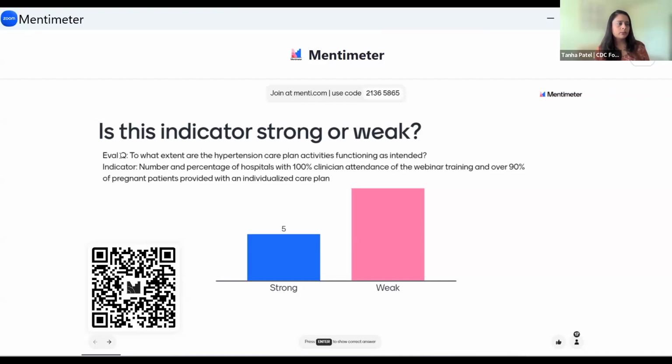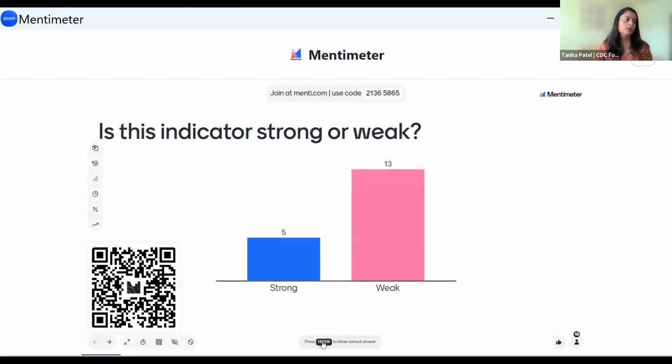All right, so I'm going to close it. Haley, can we close? And this is a trial. We have a few more, and I'm looking on the side because my Mentimeter is on the side, so don't feel like I'm ignoring you guys. So it seems like 13 of you said it was a weak indicator, and that is correct.